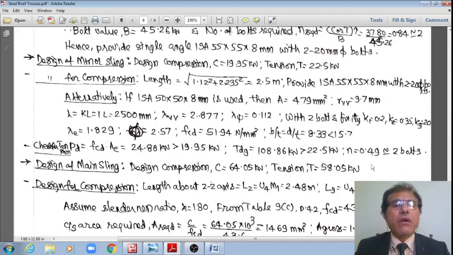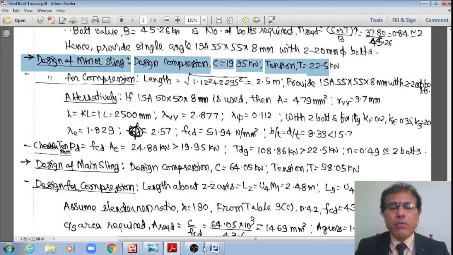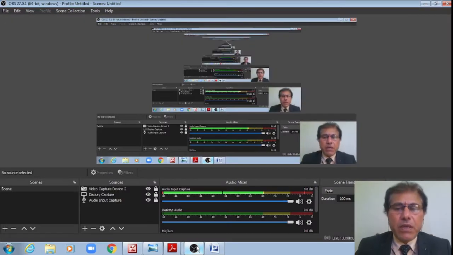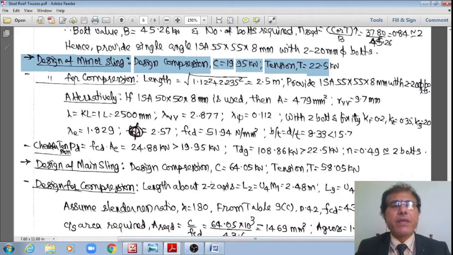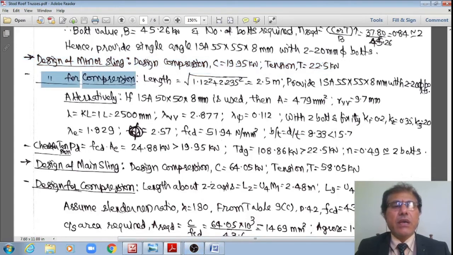Now let us initiate the design, student. These are the design forces, of compression 19.95 kilonewton and tension of 22.5 kilonewton. Once I recall these forces, first I'll design for compression, whereas the length, the other day once we fixed the geometry, I have calculated.